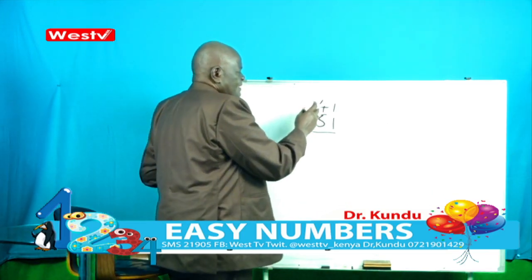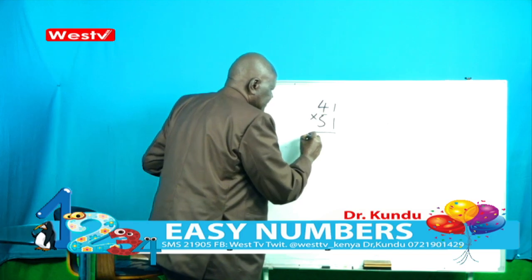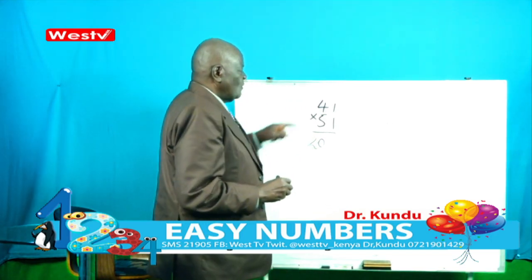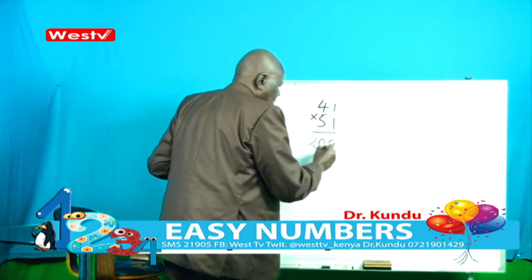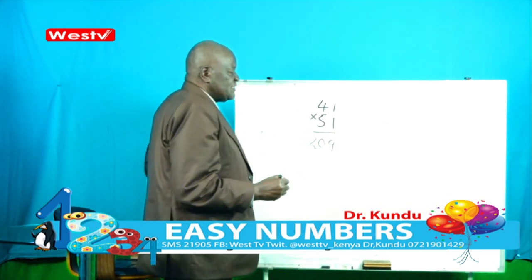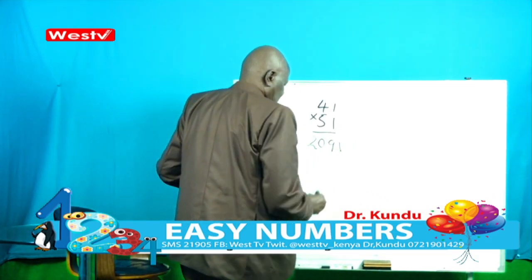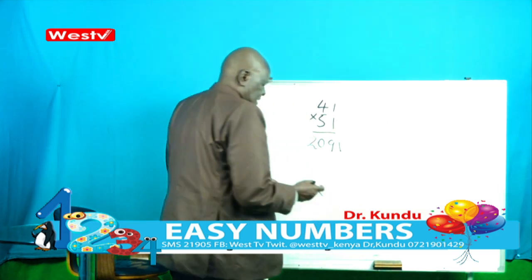Step 1, multiply the tens digits. 4 times 5 is 20. Step 2, 4 plus 5 is 9. Step 3, drop 1. So the answer to this problem becomes 2091.